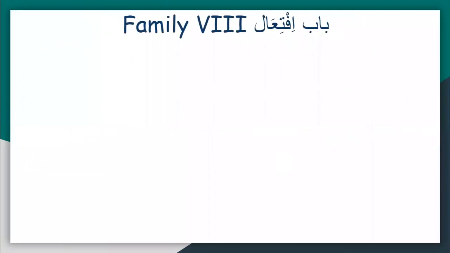So inkasara family, family number 7: inkasara yankasiru inkisaran fahuwa munkasirun. No passive line. Al-amru minhu inkasir, nahyu anhu la tankasir, zarfu minhu munkasarun. Okay, now let's go to family number 8.